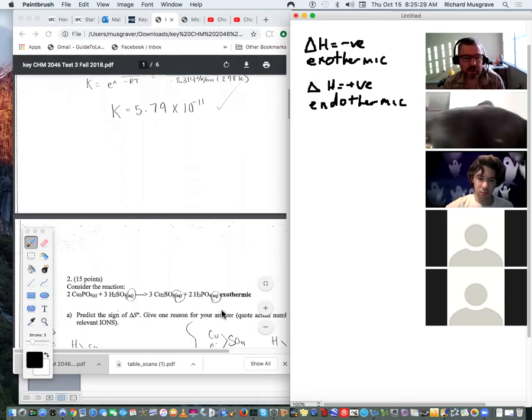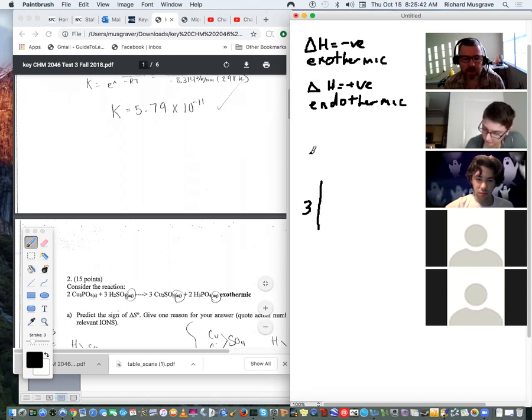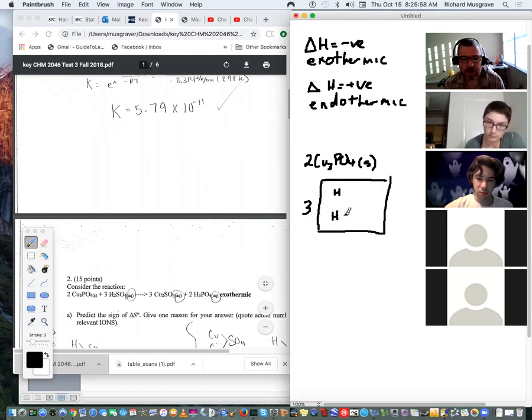So the idea here is, again, to count these aqueous ions. Now, I know you're looking at this and you can't really see the ions. So what you should do here is draw a picture of what those ions would look like. So we'll have 2Cu3PO4, and that's a solid. And then we'll have 3 H2SO4s. And if I draw a picture of H2SO4, it looks like this. So 2 H's and the SO4.